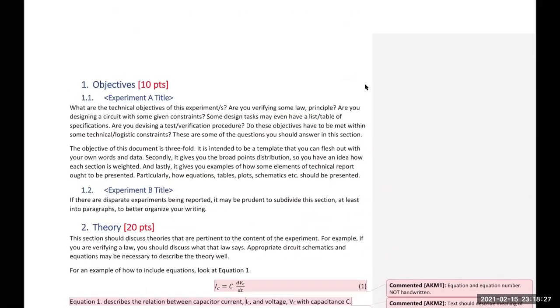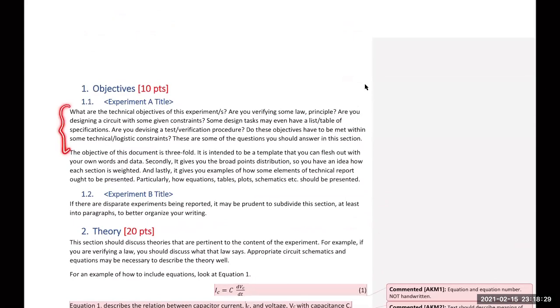Okay, so the objective will be answering what the technical objectives of your experiments are, not so much the learning objectives of the experiment, right? So don't frame it as, say, to learn about superposition, but rather to verify superposition using such and such experiments, right? So a technical objective rather than a learning objective.